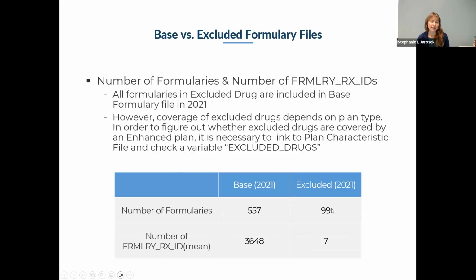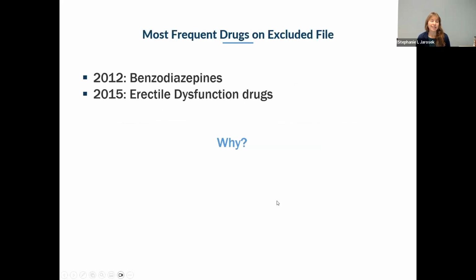You can see the number of formularies that have excluded drugs in 2021 was 99. The number of excluded drugs per formulary in this file was 7. So much smaller than the base file. One thing to note, in 2012, the most frequent drugs on the excluded file were benzodiazepines, and then in 2015, it's erectile dysfunction drugs. I looked in 2021, it's still pretty much erectile dysfunction drugs.